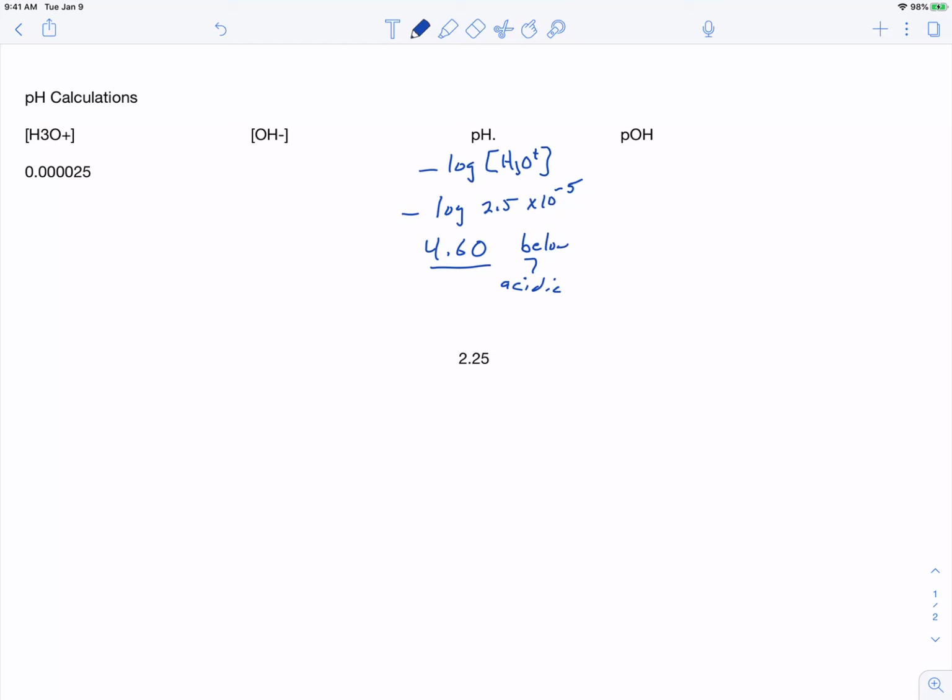Okay, let's do an easy one. How would we figure out pOH? Well, remember that pH plus pOH always equals 14. So pOH is going to equal 14 minus 4.60. Put that in your calculator.